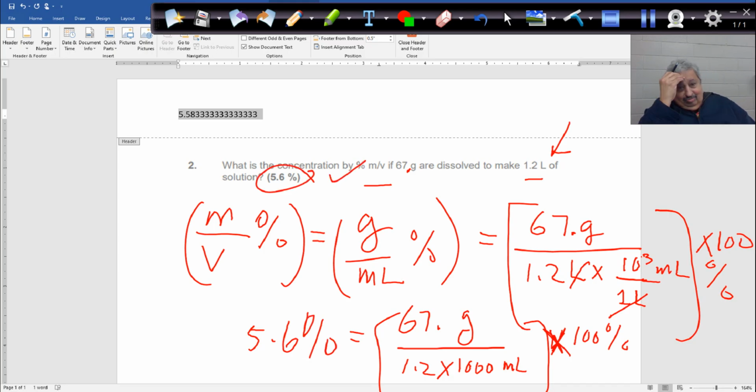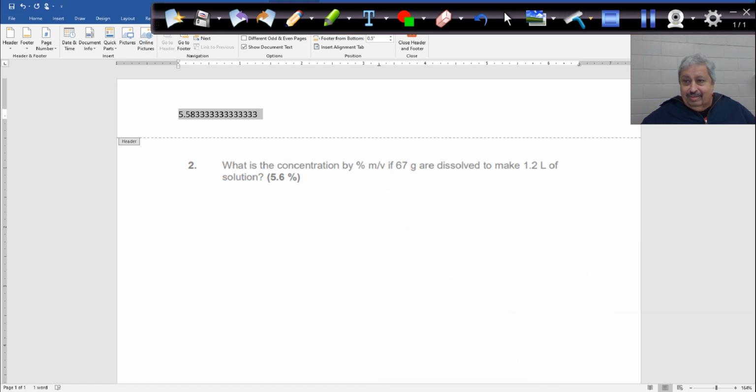So this worksheet is really absorbing the sig figs. So that's number 2. Let's do number 3. Everybody has this? Okay, let's do number 3.